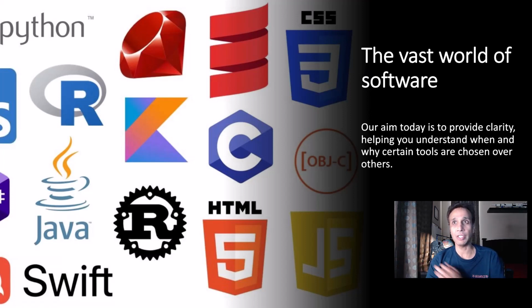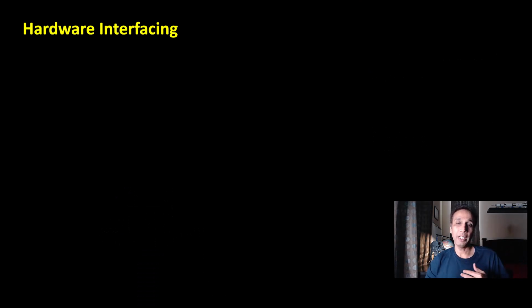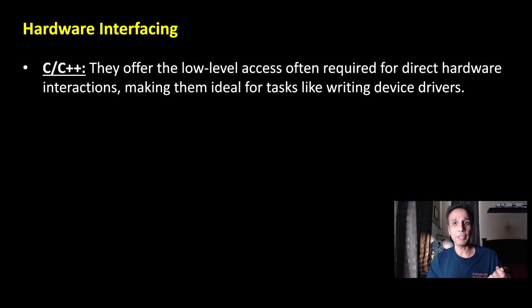to other languages. So today our aim is to provide this clarity in terms of why certain tools are chosen over others. And let's go ahead and jump in. Because we talked about hardware, let's go ahead and start with hardware. So if you want to work on projects where hardware interfacing is important, and this often happens even in academia, C, C++, I already mentioned, they offer low-level access.